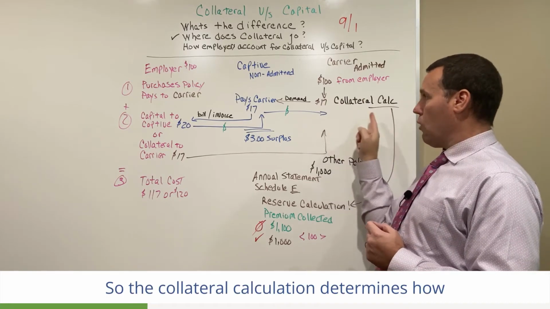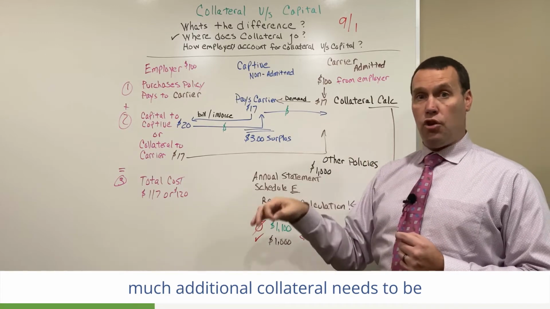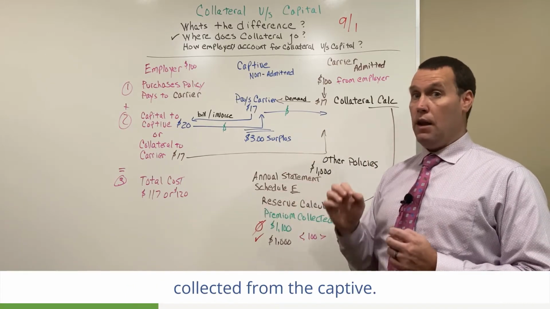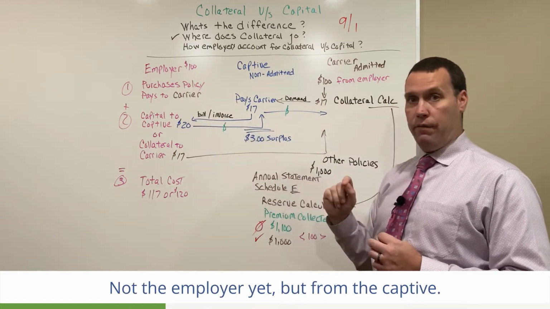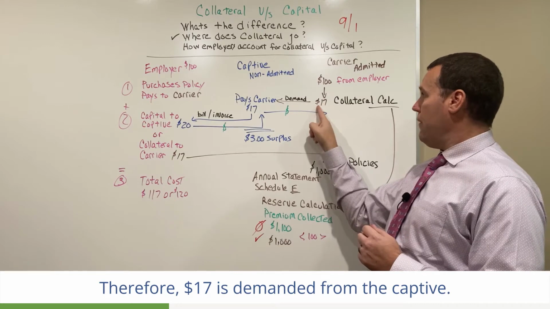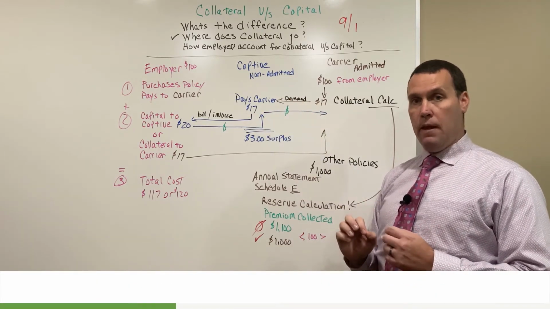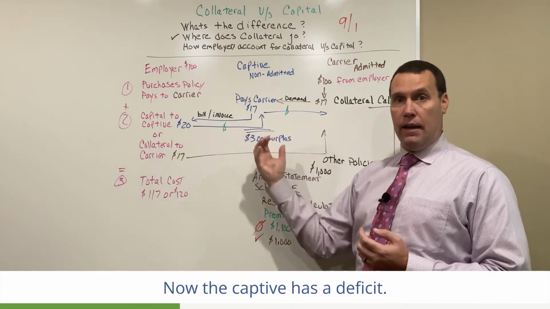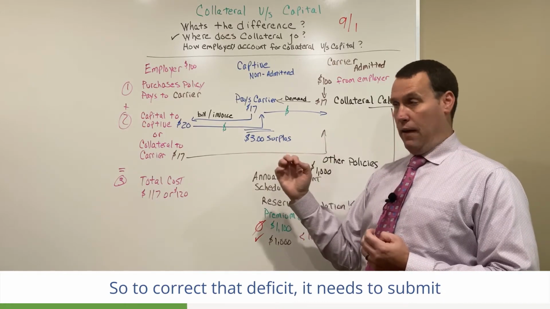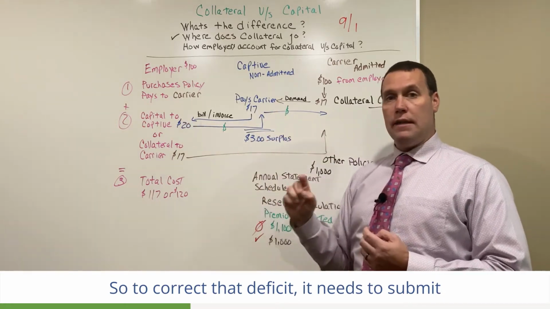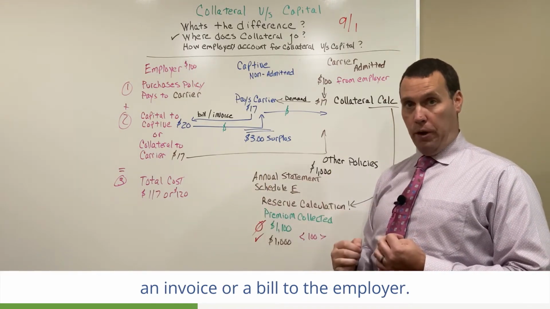So the collateral calculation determines how much additional collateral needs to be collected from the captive, not the employer yet, but from the captive. Therefore, $17 is demanded from the captive. Now, the captive has a deficit. It has a $17 deficit. So to correct that deficit, it needs to submit an invoice or a bill to the employer.